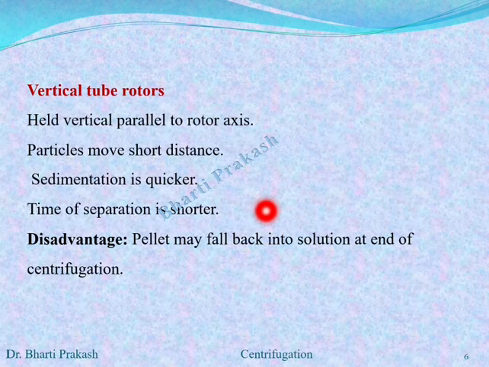The pellet in such rotors will be deposited all along the outer wall of the tube, and this can be a disadvantage as the pellet may fall back into the solution at the end of centrifugation. Even if it does not fall back, it may not be easy to reconstitute the whole pellet, and some loss of yield is inevitable.